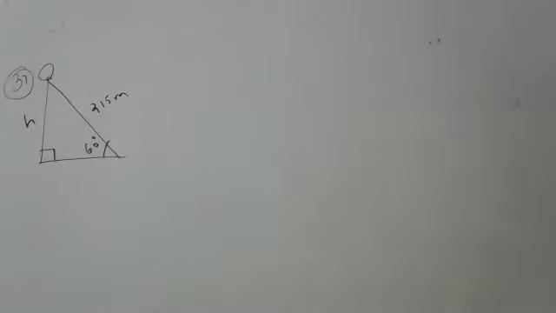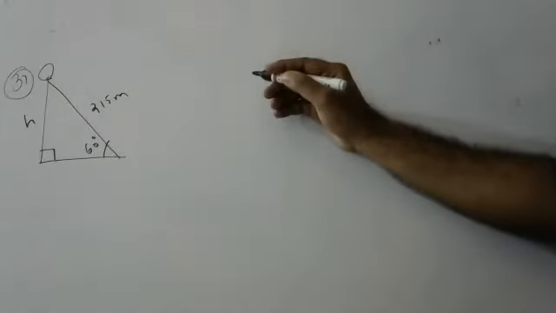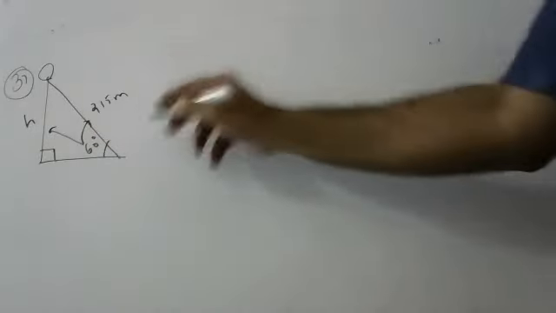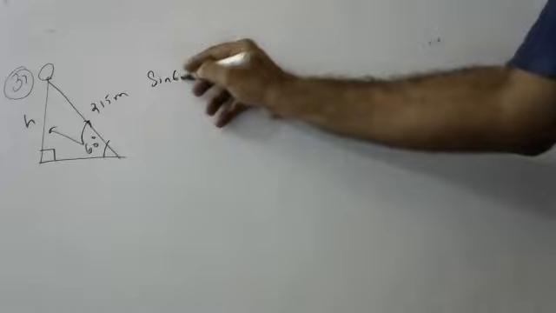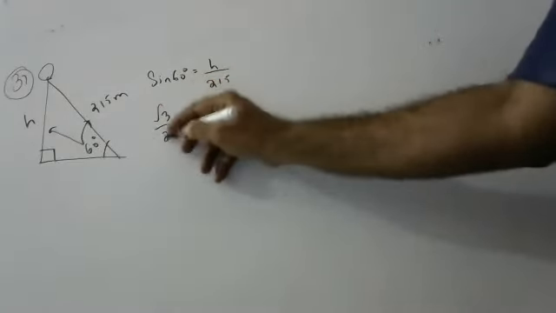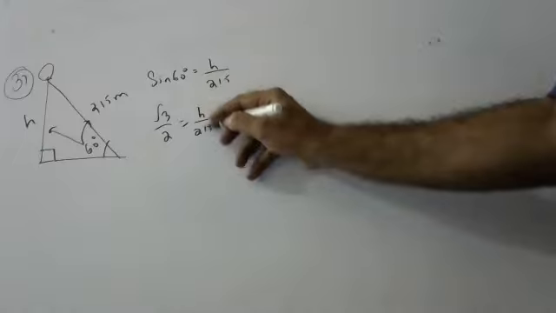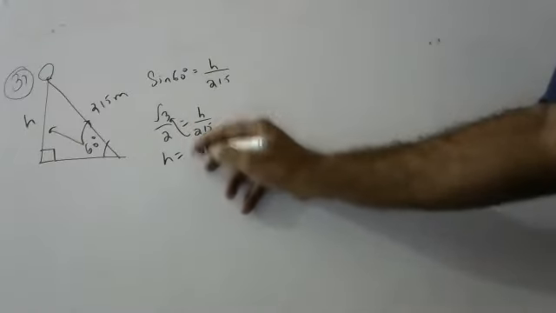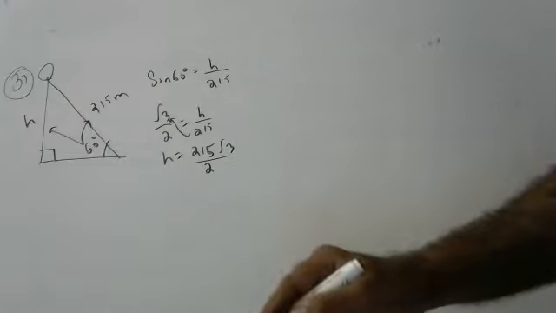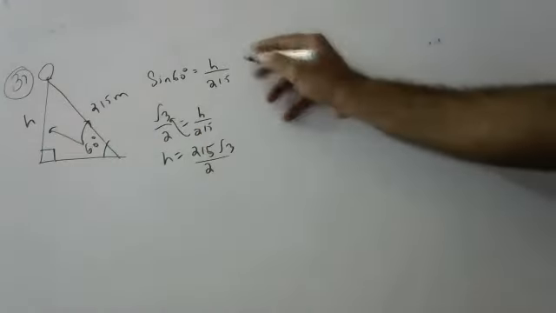Sir, we have to take cos 60. No, sine you have to take: opposite by hypotenuse. Sine 60 is h by 215. Root 3 by 2 is equal to h by 215. So h is equal to 215 root 3 by 2.